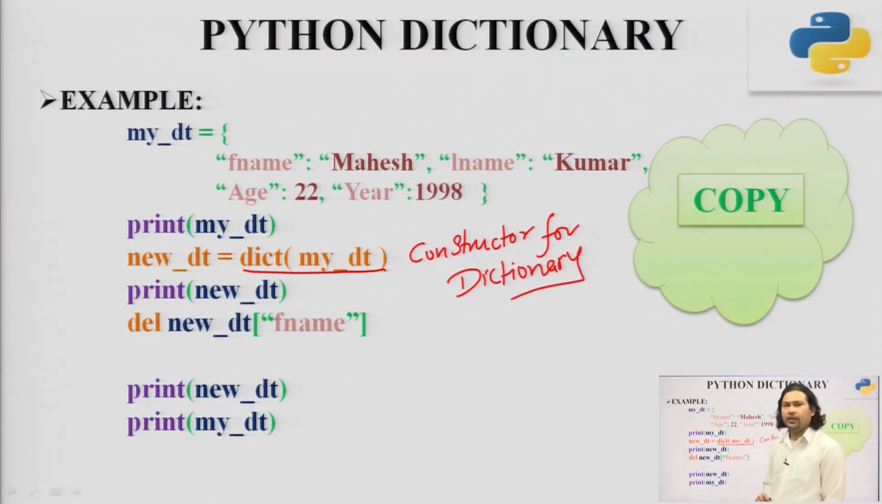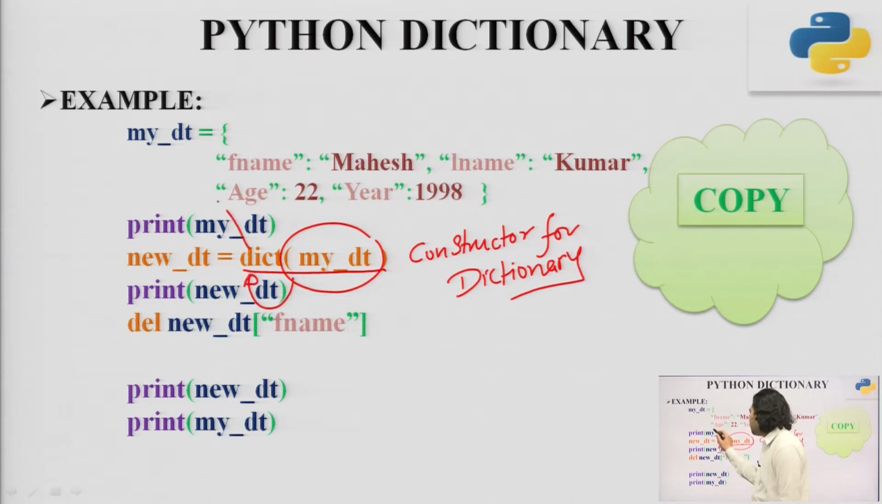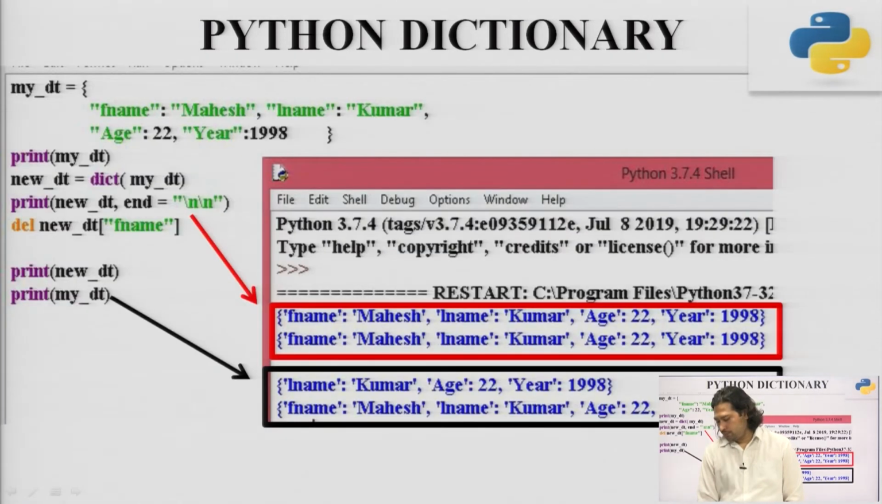So, we are calling the help of the dict constructor. The dict constructor is additional information given to the interpreter to provide the new set of my dt as the dictionary data type to new dt. With this process, again you can see that the original is totally unchanged.